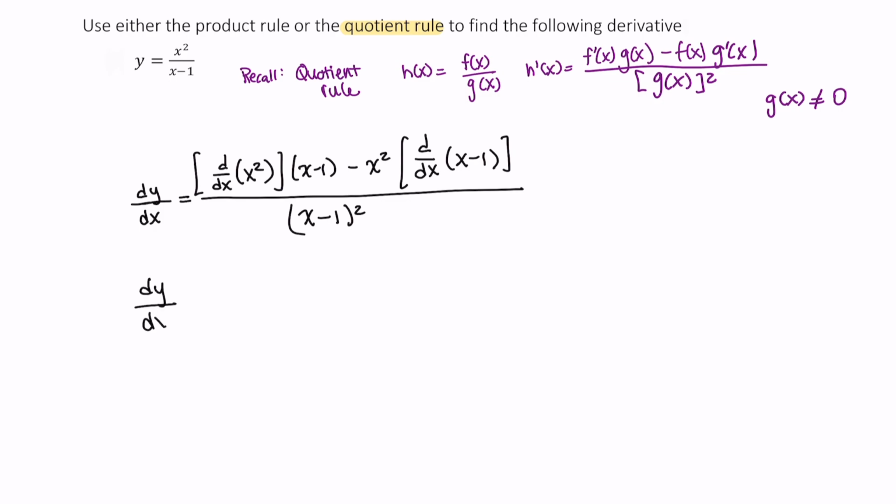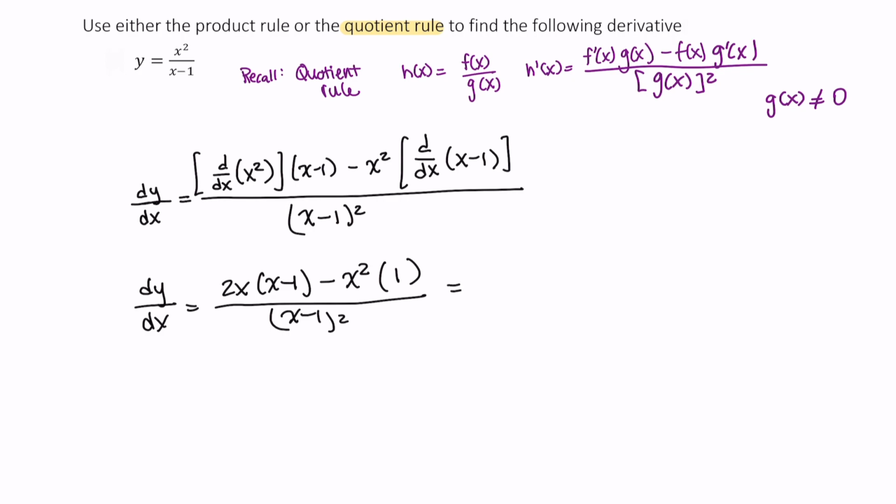dy over dx is equal to the derivative with respect to x of x squared, that's 2x. Now we're just going to multiply x minus 1 to that, minus x squared times the derivative of x minus 1 with respect to x, that's just equal to 1. If you don't see that, notice the derivative of x is 1, the derivative of 1 is 0, so this is just 1. And now we're going to divide this by x minus 1 squared.